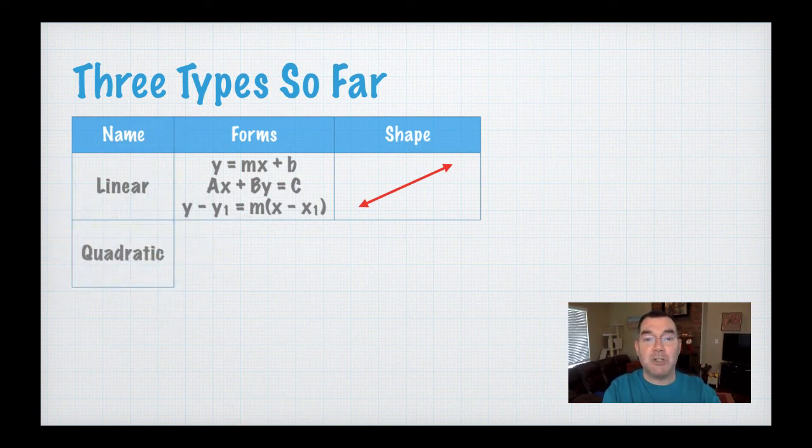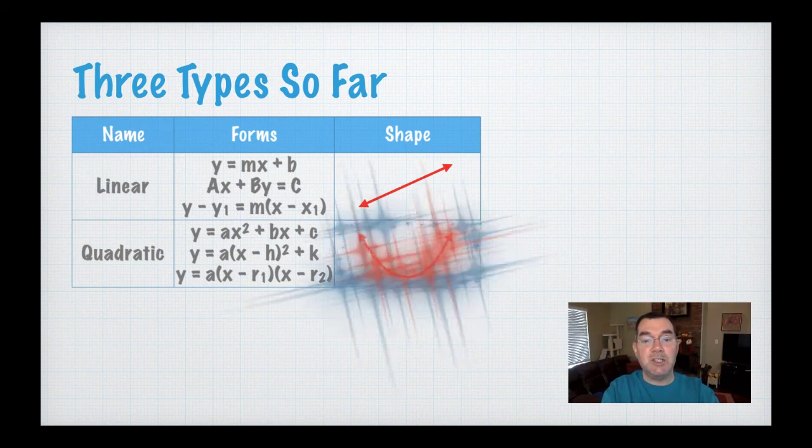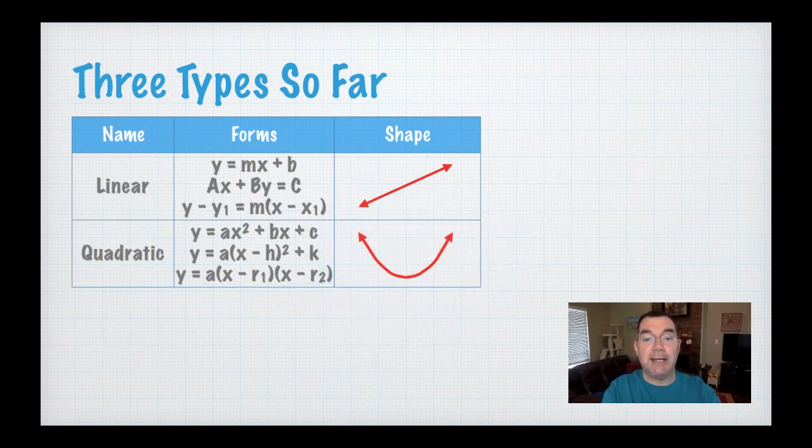The second type of function we talked about was a quadratic function, and there were three forms of that as well. The first was standard, y equals ax squared plus bx plus c. The second form is vertex form, which is y equals a times (x minus h) squared plus k. And the last form is root form, which is y equals a times (x minus r1) times (x minus r2), where r1 and r2 are the roots. And the shape of that is going to be a parabola. It can either open up or it can open down.